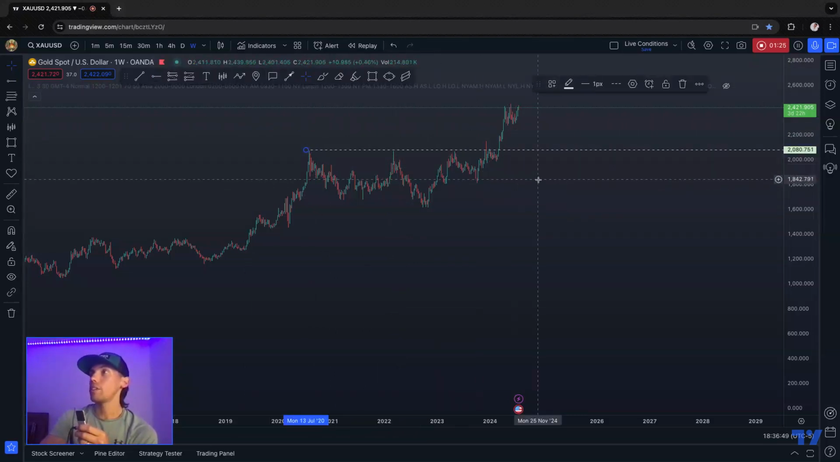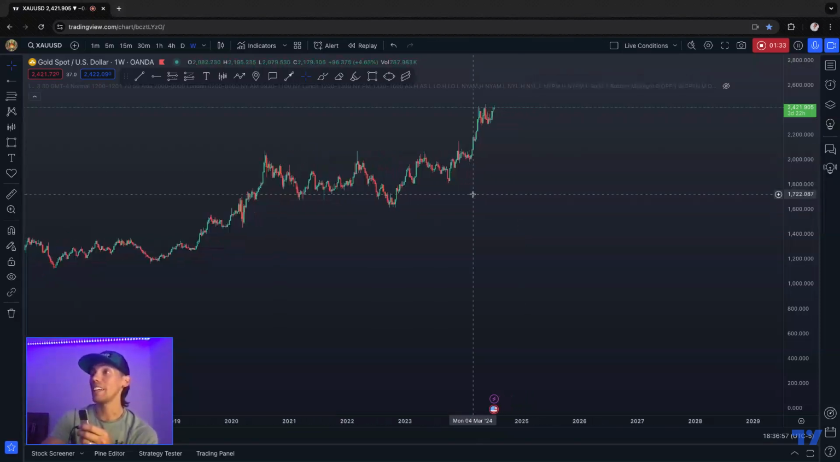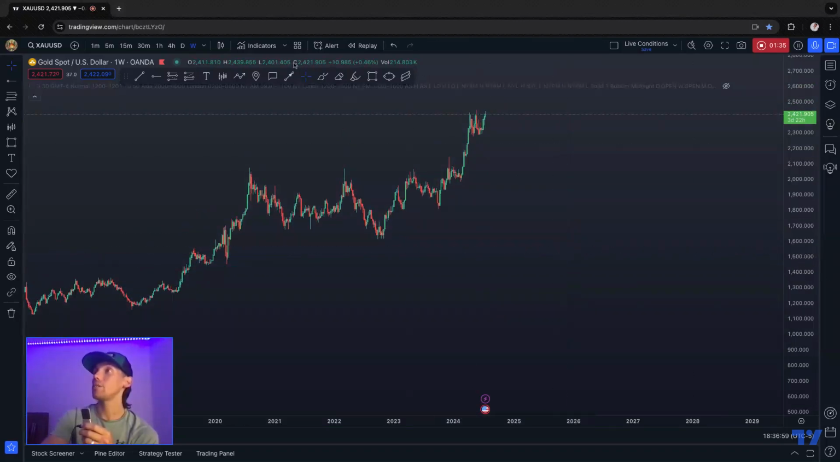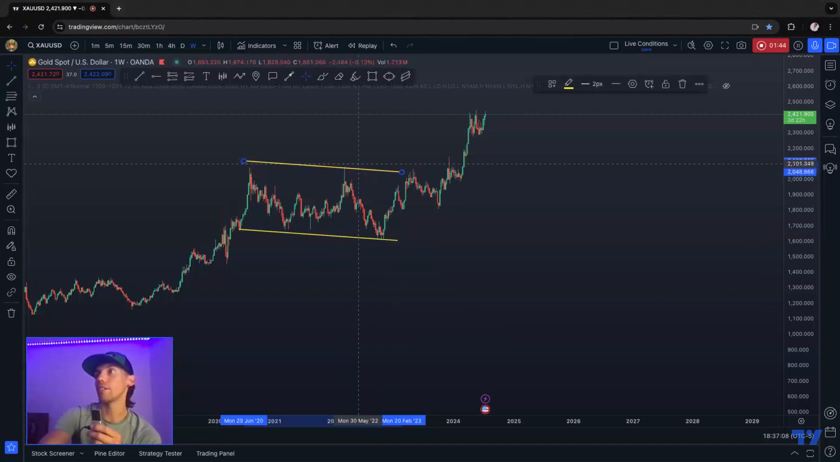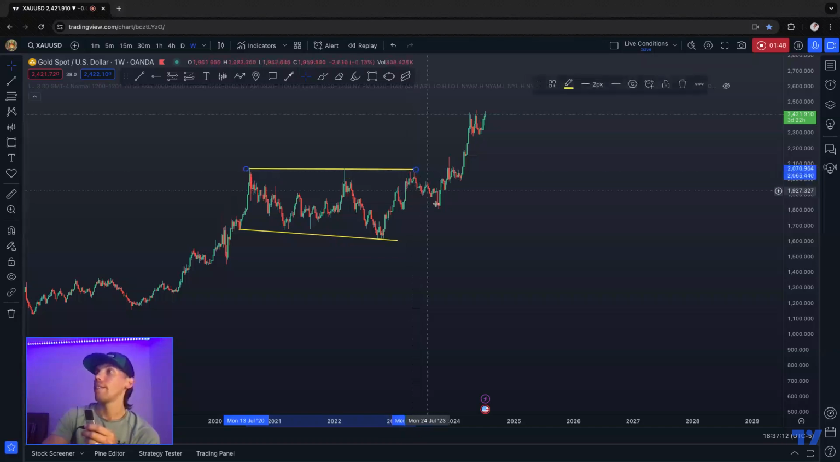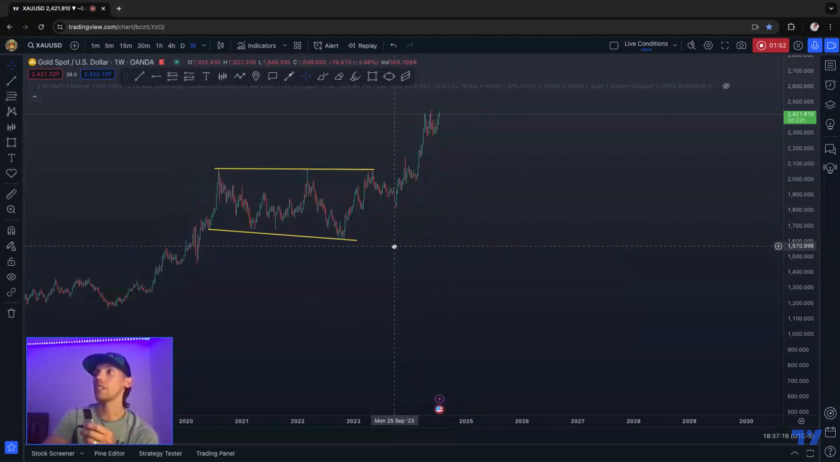Typically we would throw a high on it, but again, gold has just smashed through this high. So no point really in that either. But what we can do is get a feel for what type of patterns we were working with on gold. We have a beautiful flag right here. We're going to leave that one just because that kind of shows the trend that we're in.